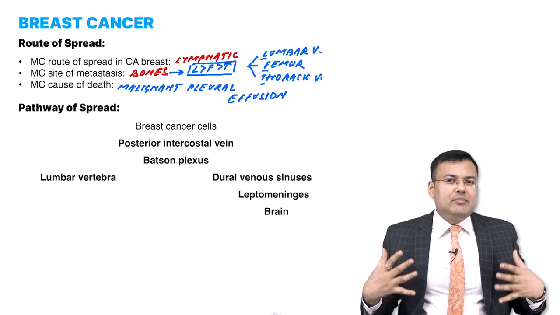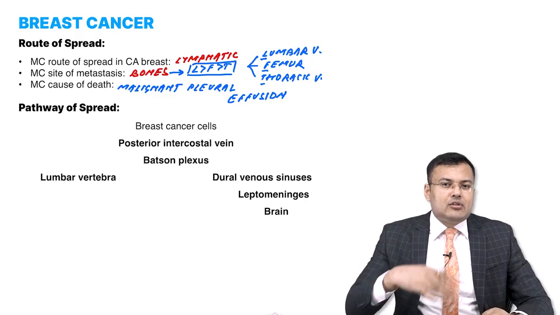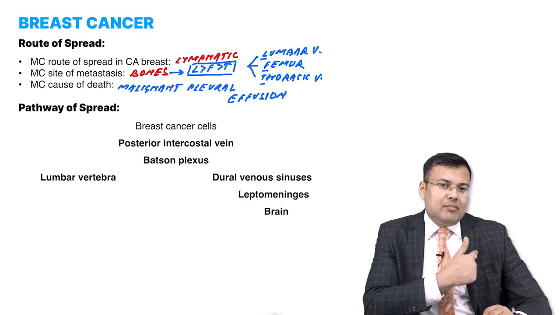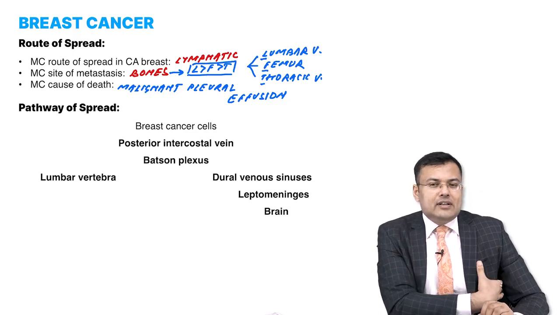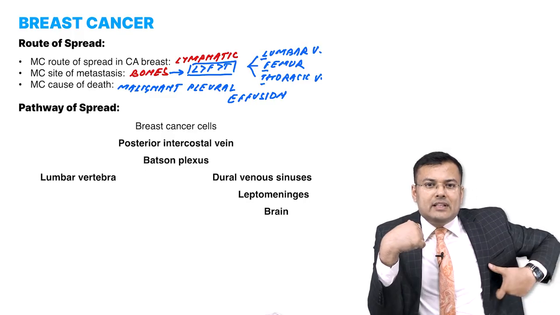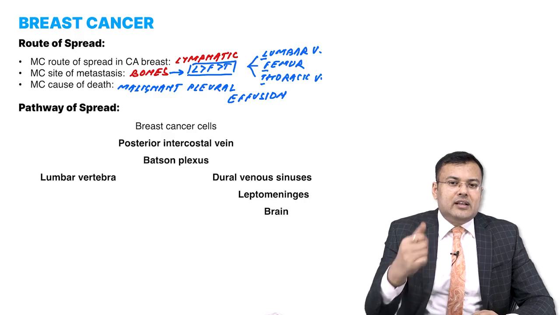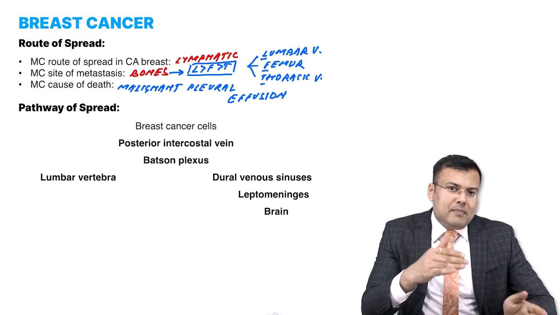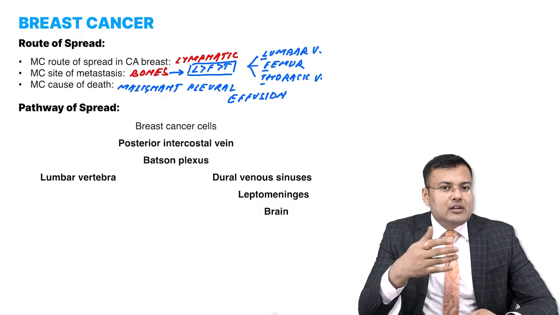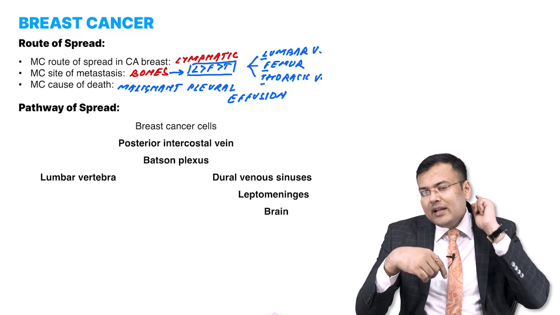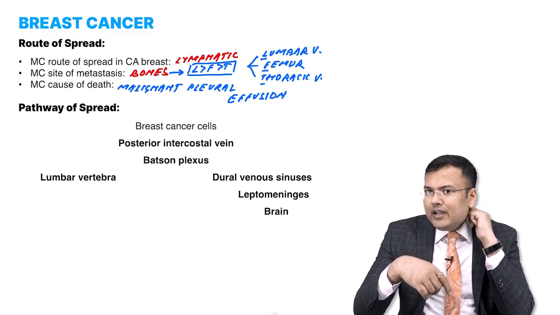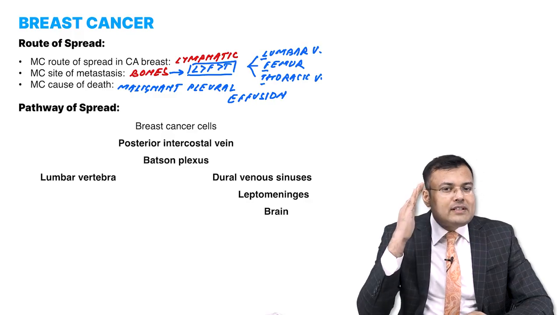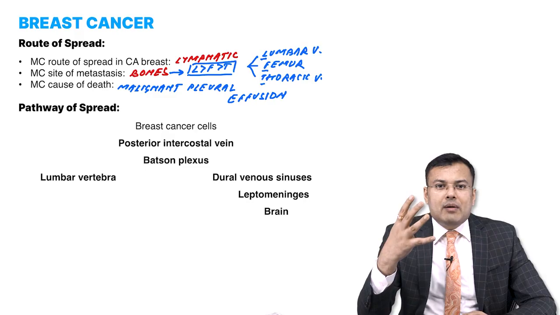Nowadays, questions are asked on the basis of the pathway of spread of cancer cells. So see how this breast cancer cell is going to spread. First, what is the most common site of breast cancer? Upper outer quadrant. Via this upper outer quadrant, it is going to invade the posterior intercostal vein. And whenever there is involvement of the posterior intercostal vein, it is connected to the Batson plexus. You know, Batson plexus is the vertebral venous plexus. So from Batson plexus, the tumor goes to the lumbar vertebra. After that, it is connected to the dural venous sinuses, here near the cervical vertebra. From dural venous sinuses, it goes to the leptomeninges, and from leptomeninges to the brain.